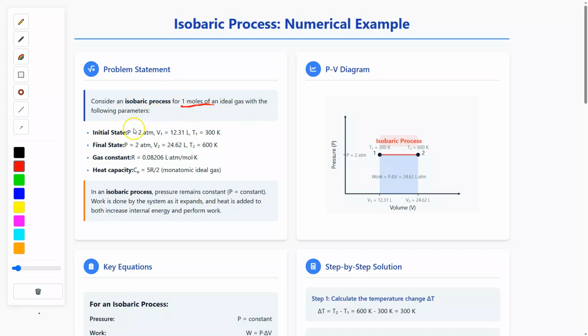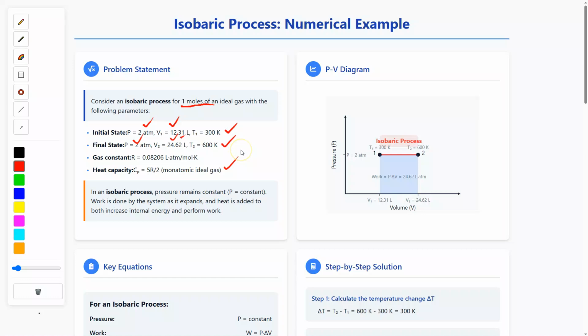The initial state: P is equal to 2 atm, V1 is equal to 12.31 liter and T1 is equal to 300 Kelvin. And the final state: pressure is equal to 2 atm, volume V2 is equal to 24.62 liter and T2 is 600 Kelvin. The gas constant is given, R is equal to 0.08206 liter atm per mole Kelvin, and heat capacity Cp is equal to 5R by 2 for a monoatomic ideal gas.